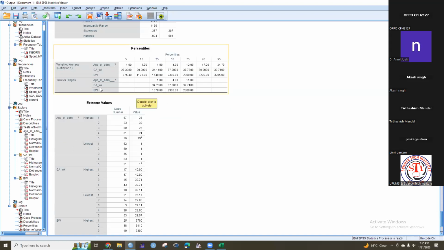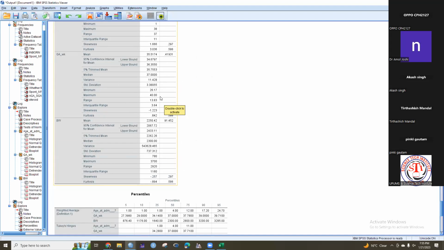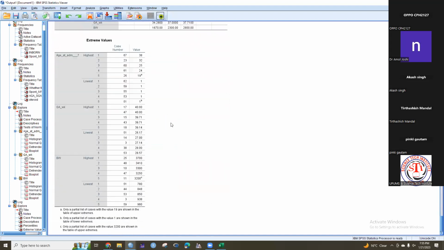Similarly, for gestation age, 25% of the babies are born below 34 weeks, and only 25% of the babies are born above 37 weeks. Similarly, for birth weight, 25% of the babies are born with 1.67 kilograms. So this is how people read and describe your data. The mean and standard deviation you can find from here, and the percentiles you can find from here.